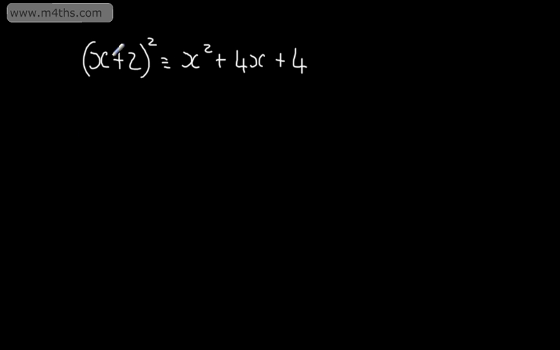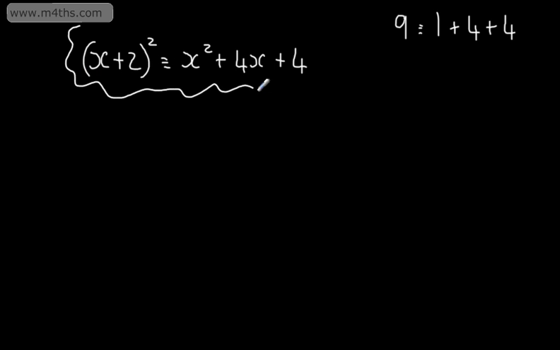So if I looked at this one now and I substituted x is equal to 1 in the left hand side, we'd have 1 plus 2, which is going to give me 3. 3 squared is going to give me 9. If I substituted x is 1 into the right hand side, that would give me 1 plus 4 lots of 1 plus 4, and that would also give me 9. We can see that this holds true for all values of x.